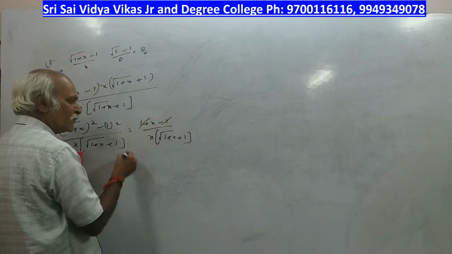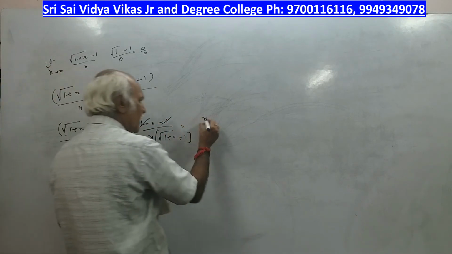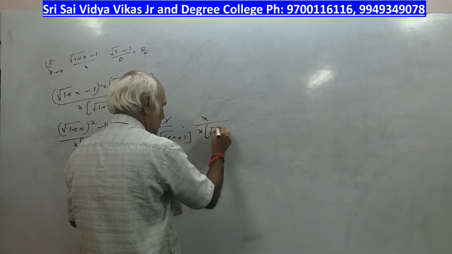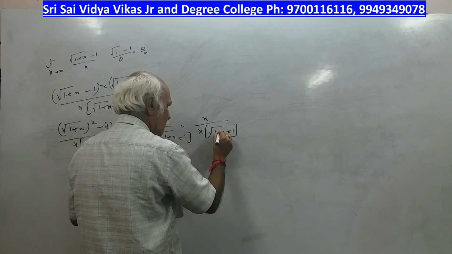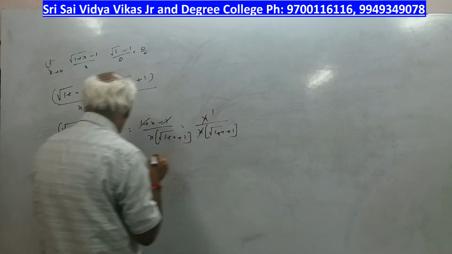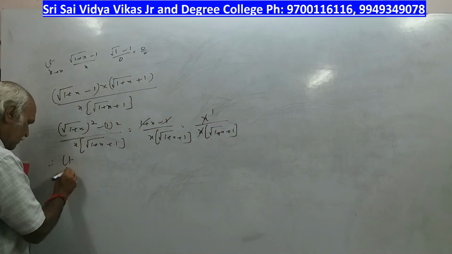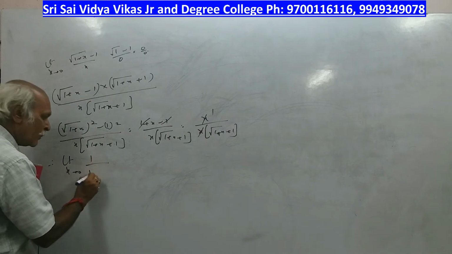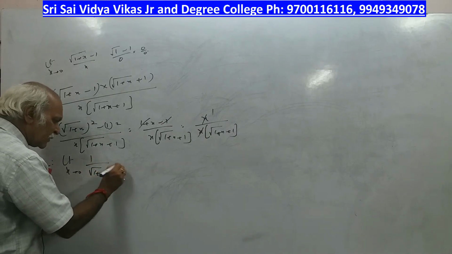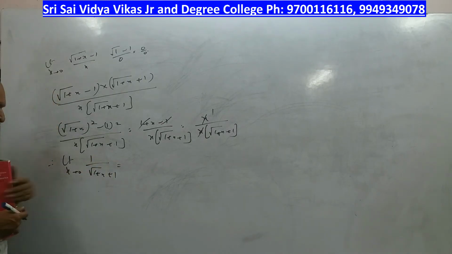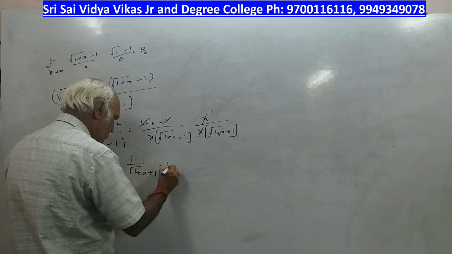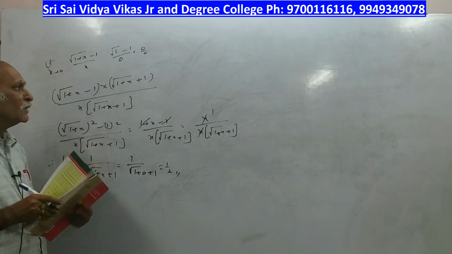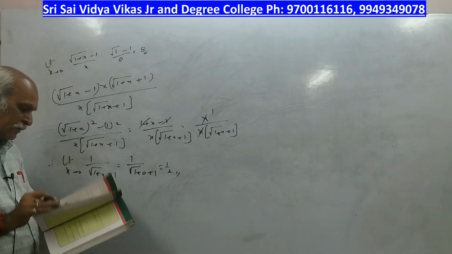So minus 1 plus 1 will get cancelled. What is the leftover? x by x into root of 1 plus x plus 1. So x and x will get cancelled. Therefore, limit x tends to 0 of 1 by root of 1 plus x plus 1. What value do I have to put for x? 0. So what will happen? 1 by root of 1 plus 0 plus 1, so 1 by 2. So what we have done is rationalized. Okay. Next.